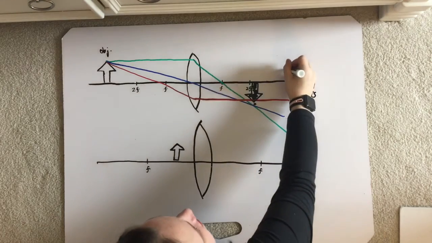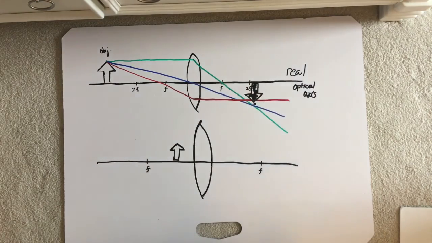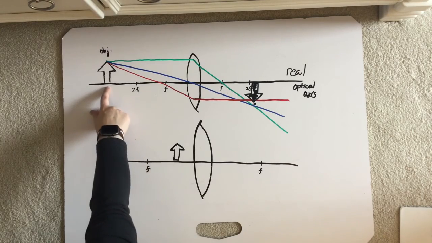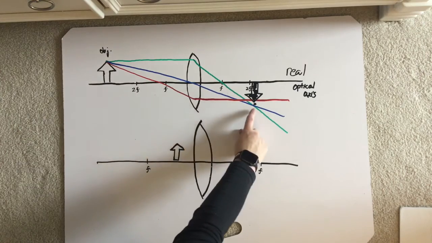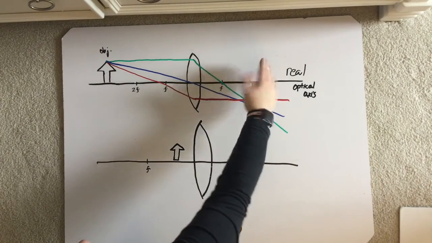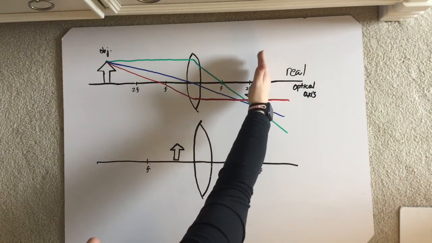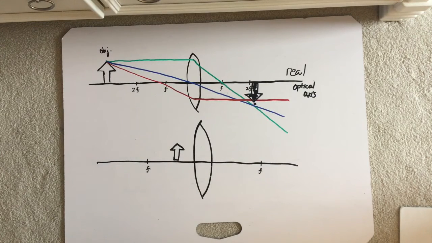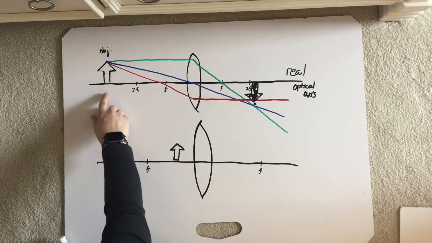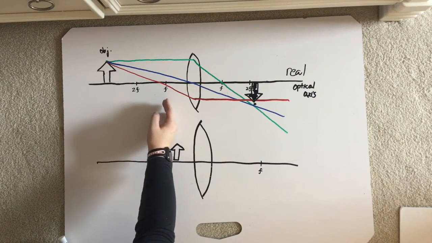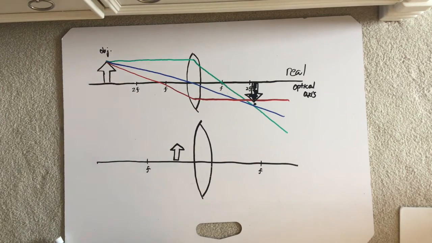This image is real. This is like the lamp. So this is the light bulb, this is the lens, and if you were to put a sheet of paper or a notebook here, you would actually see an image of that arrow. That's what happens when you have an object that is much further away than the focal length.